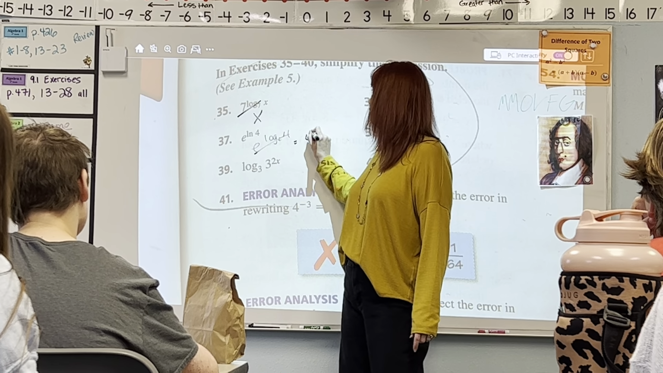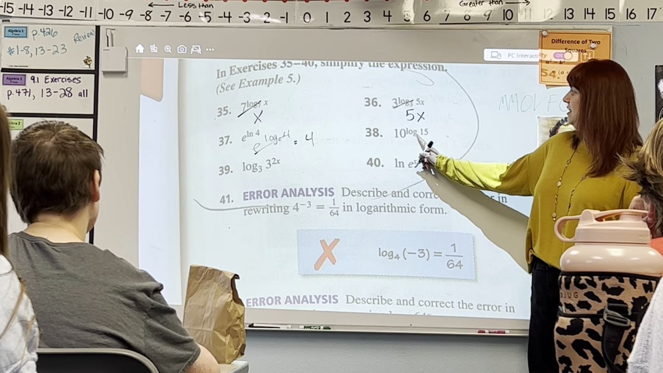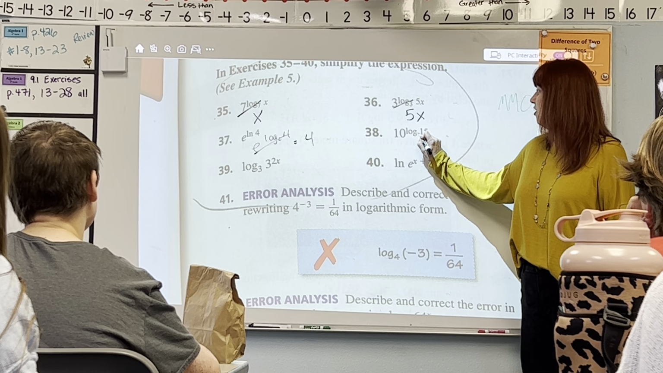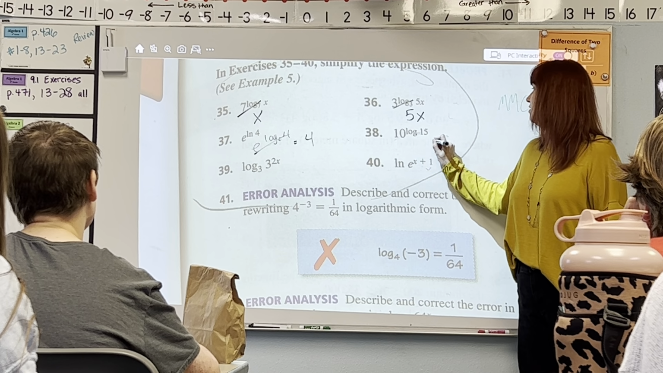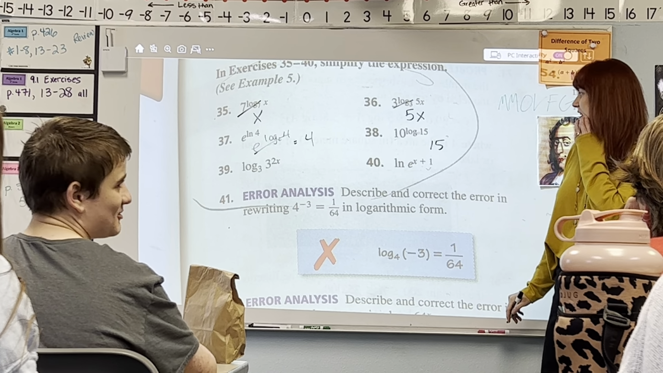That equals 4. Next, 10 to the log of 15. Log with no base is base 10, so it cancels and it's 15. This is log base 3 of 3 to the 2x. It's just 2x.